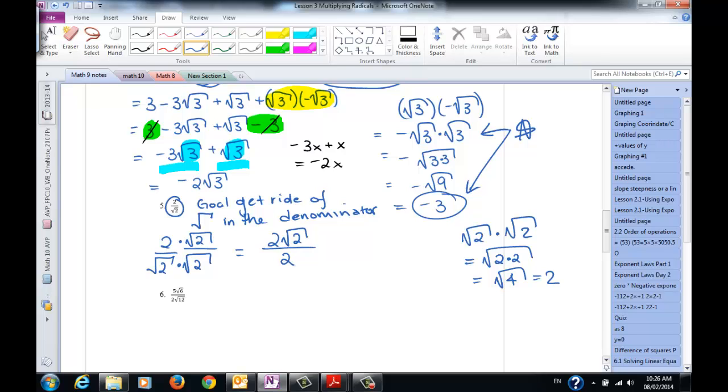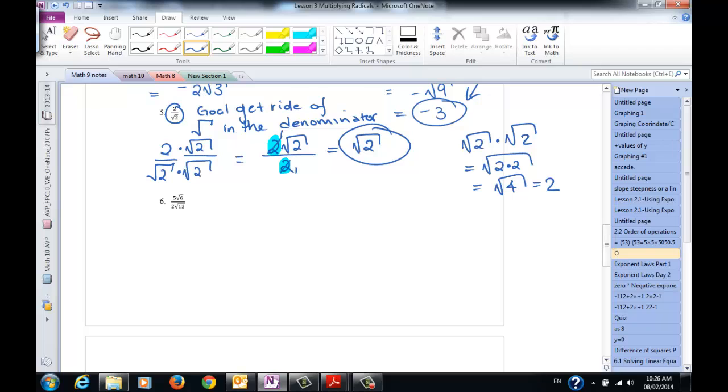And now, to simplify further, we always like to leave our fractions in the most simplified form. Notice that I have 2 divided by 2, which is just equal to 1. So my answer is root 2. And that's my solution.